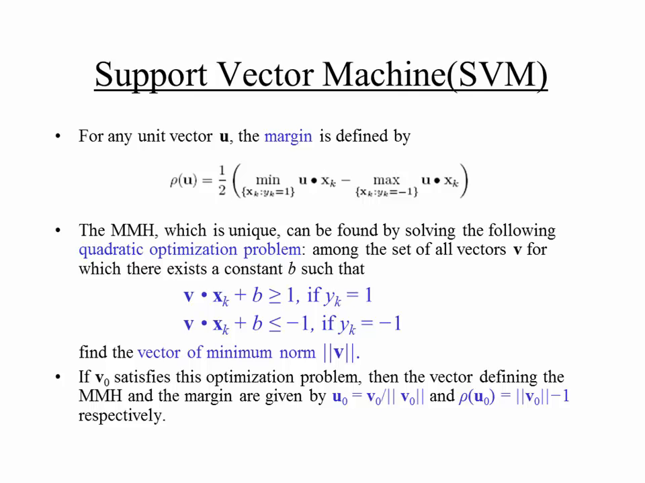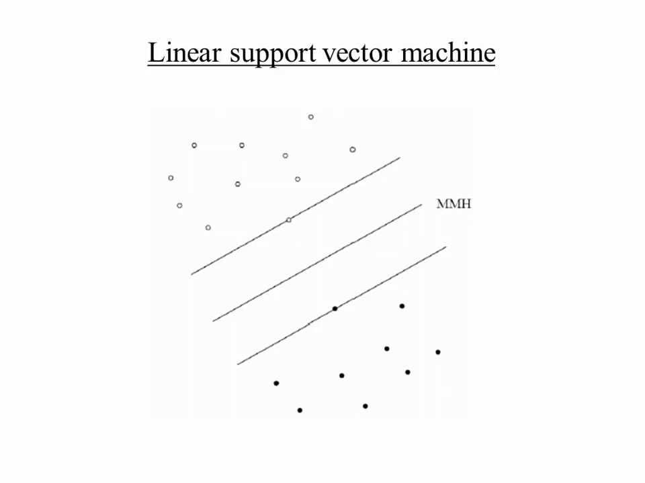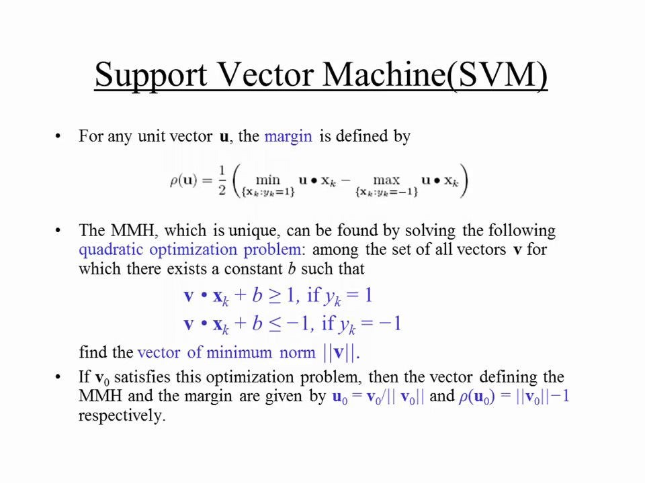So for any unit vector u, the margin is defined to be rho of u, which will be 1/2, because the margin is 1/2 of this complete distance, right? So the 1/2 will be there, and then I will take the minimum of this inner product of u with xk for all xk such that the class label is 1, minus the maximum of u dot product with xk where the class label is minus 1. And that gives me the margin. And the maximum margin hyperplane, which is unique, can be found by solving the following quadratic optimization problem.